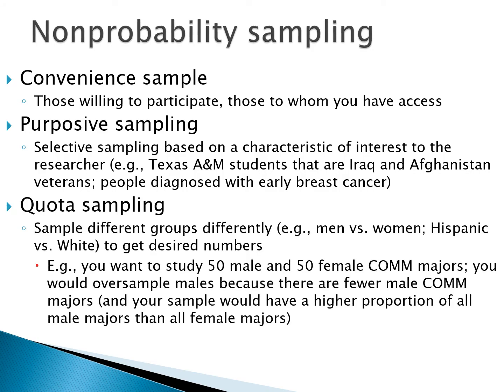And then quota sample, and this is where we sample different groups differently, men versus women or Hispanic versus white, to get our desired numbers. So this is related to the concept that we talked about earlier with regard to oversampling. So for example, if I wanted 50 male and 50 female comm majors, I would oversample the males because there are fewer male comm majors relative to the females. So in this case, I want a quota. I want a certain number of individuals representative of a certain group.